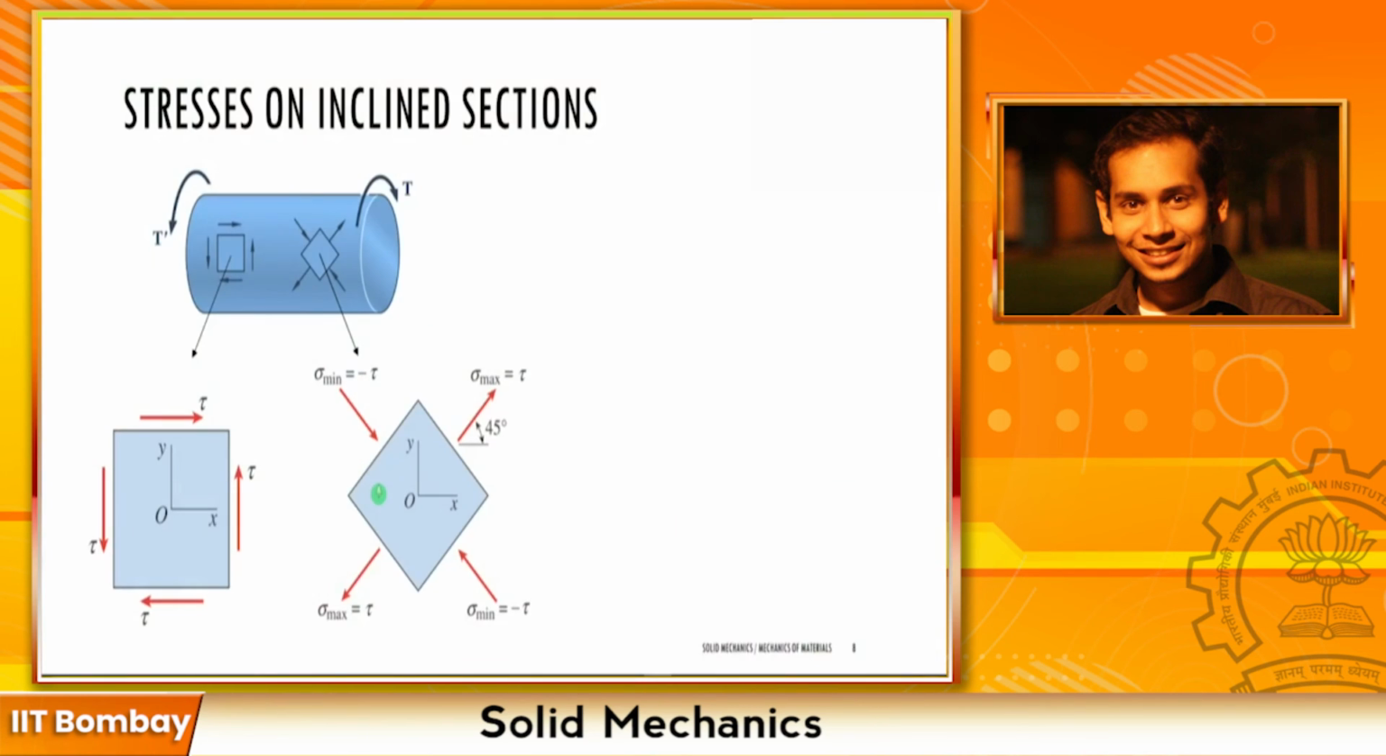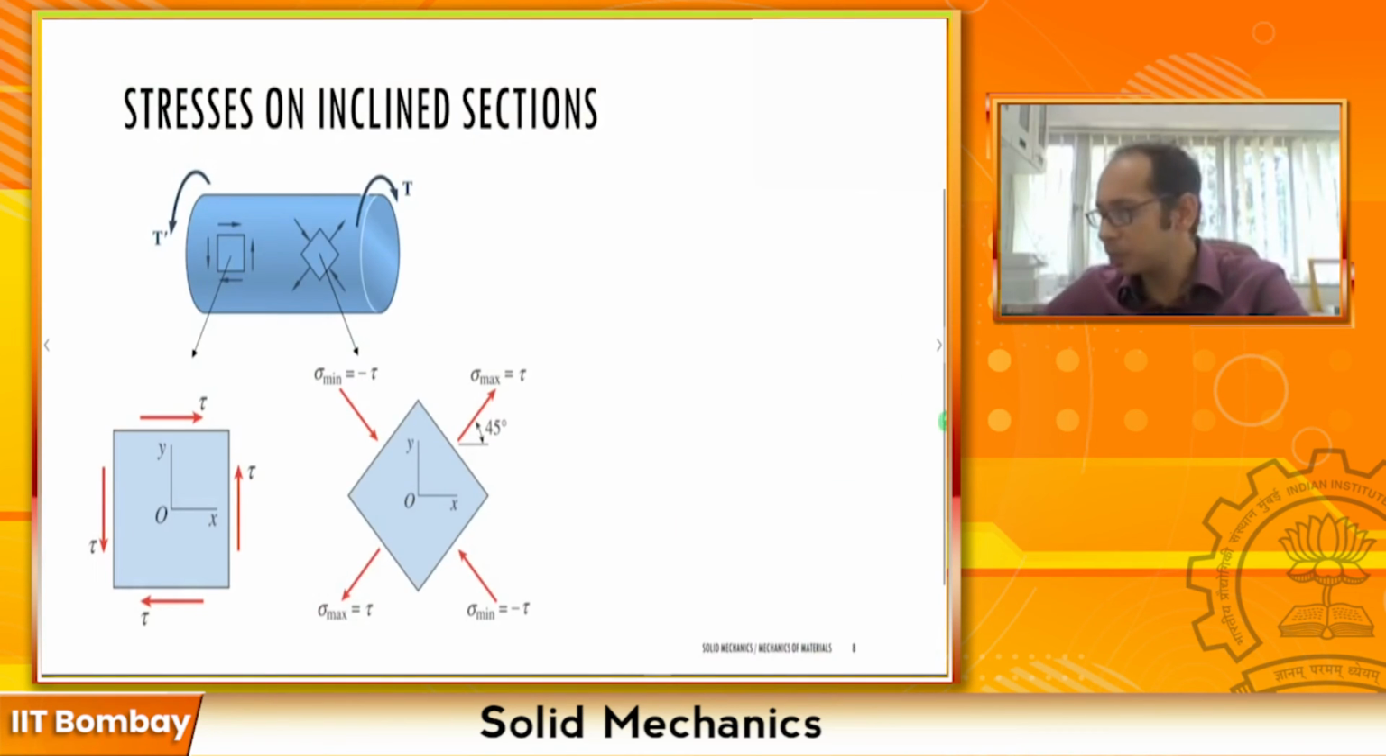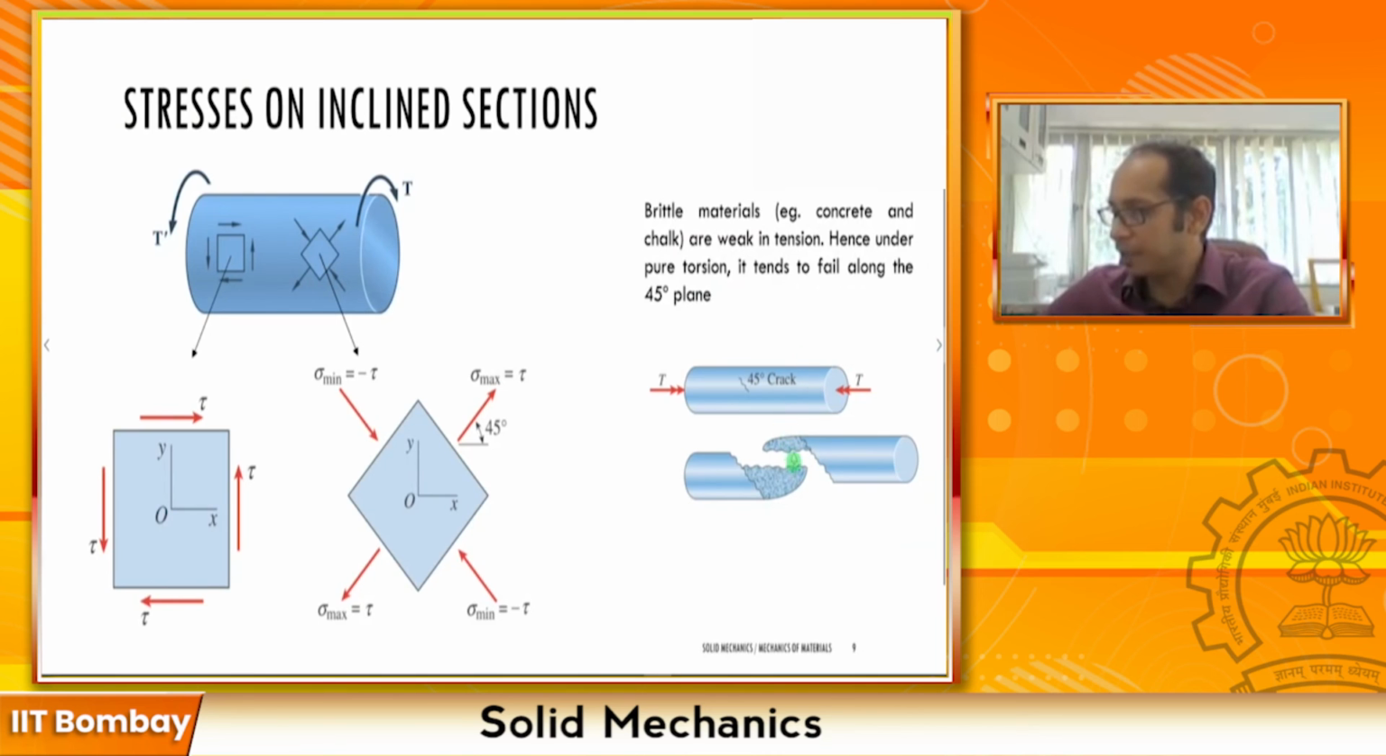That's why when I apply the torque, at those locations, at those angles where I'm having this maximum tau, figuratively, if I have to explain, you start to have the crack at the 45-degree plane and the chalk snaps at a 45-degree angle. When some of you go back to your campus, you can try this experiment in the classrooms. It's a fun experiment, right?